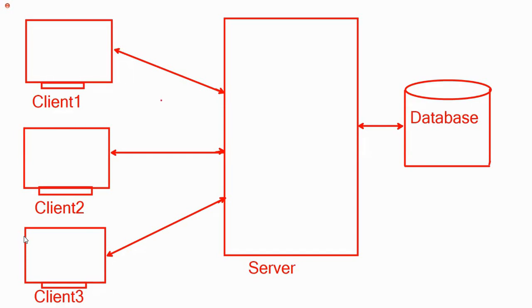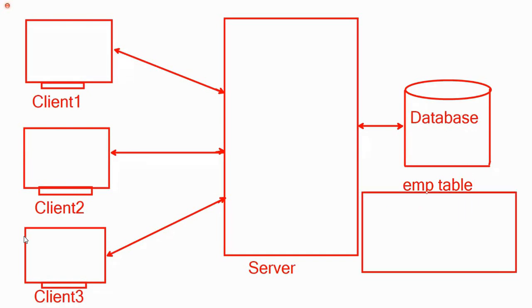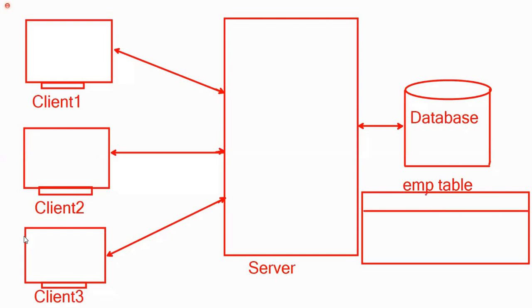Okay. Now any number of people at a time, from any corner of the world, can access it. While accessing, what will happen? Just observe. Suppose there is one EMP table. In this table: employee number, name, salary.